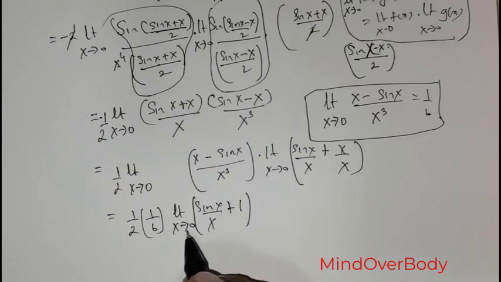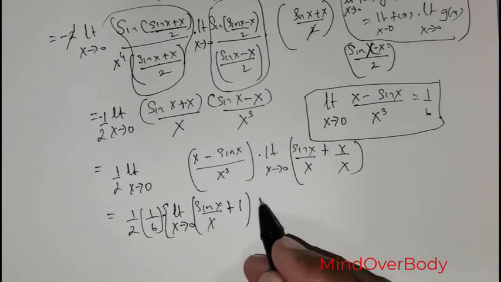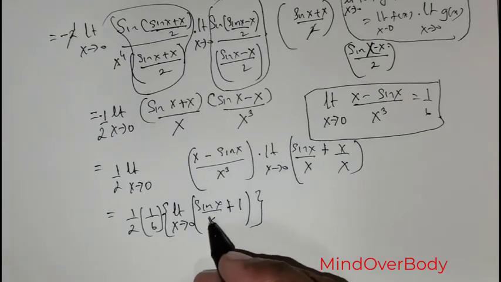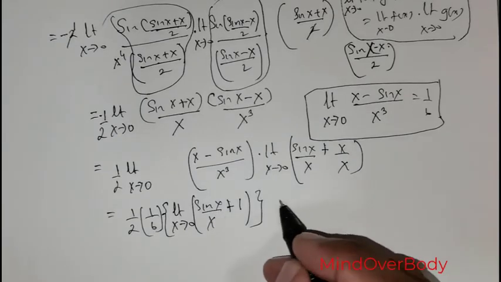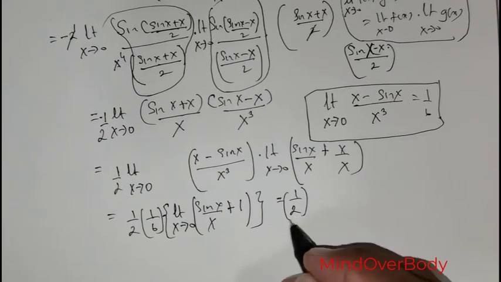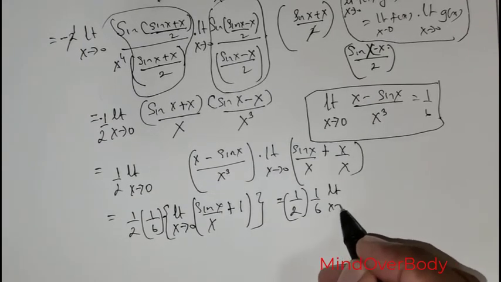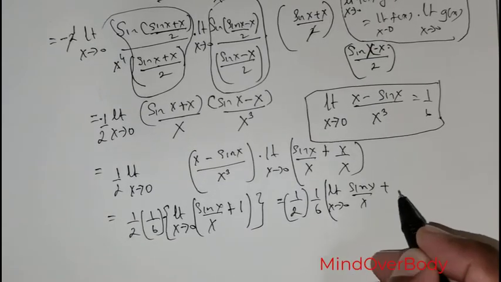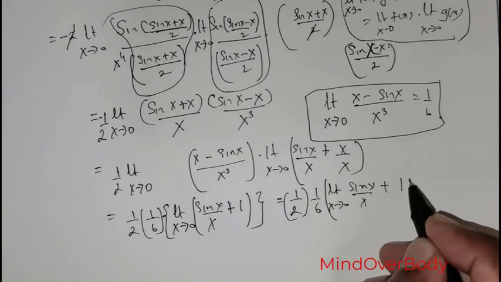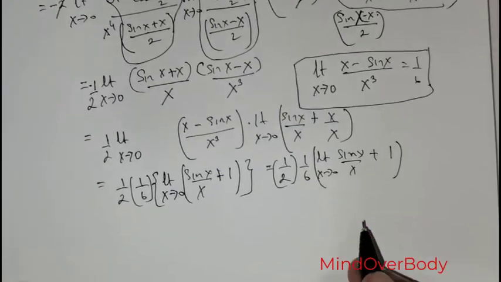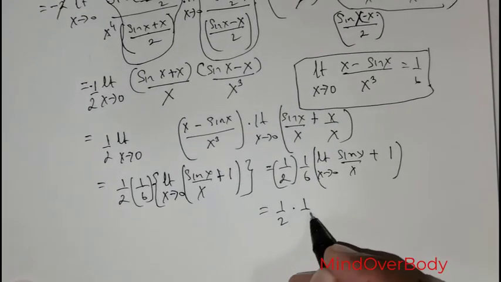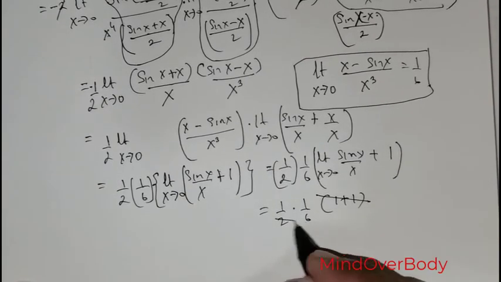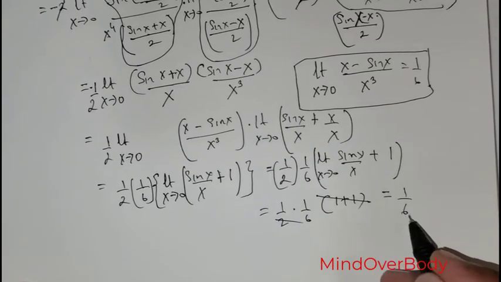So if I were to apply the limits, this is going to be my 1 here. So I can rewrite it like this: 1 over 2 times 1 over 6 times the limit x tending to 0 of sine x over x, which is 1. So this is going to be 1 over 2 times 1 over 6 times 1, positive 1. It's 2. So this 2 gets cancelled, giving me 1 over 6.